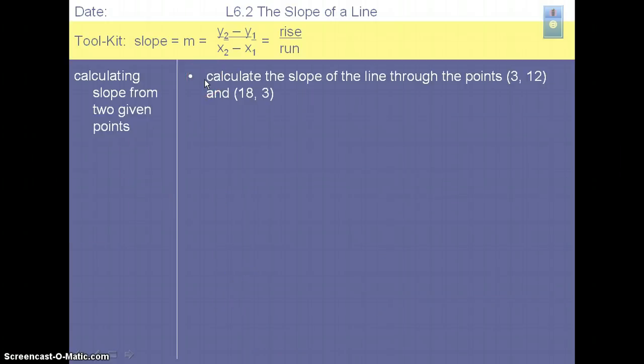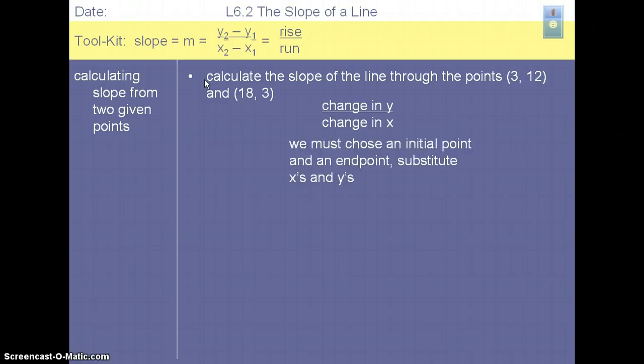So let's calculate the slope of the line through the points (3, 12) and (18, 3). We're going to be calculating the change in y over the change in x. We'll need to identify the initial and the end point. Again, it doesn't really matter. One is the starting point, one is the end point.